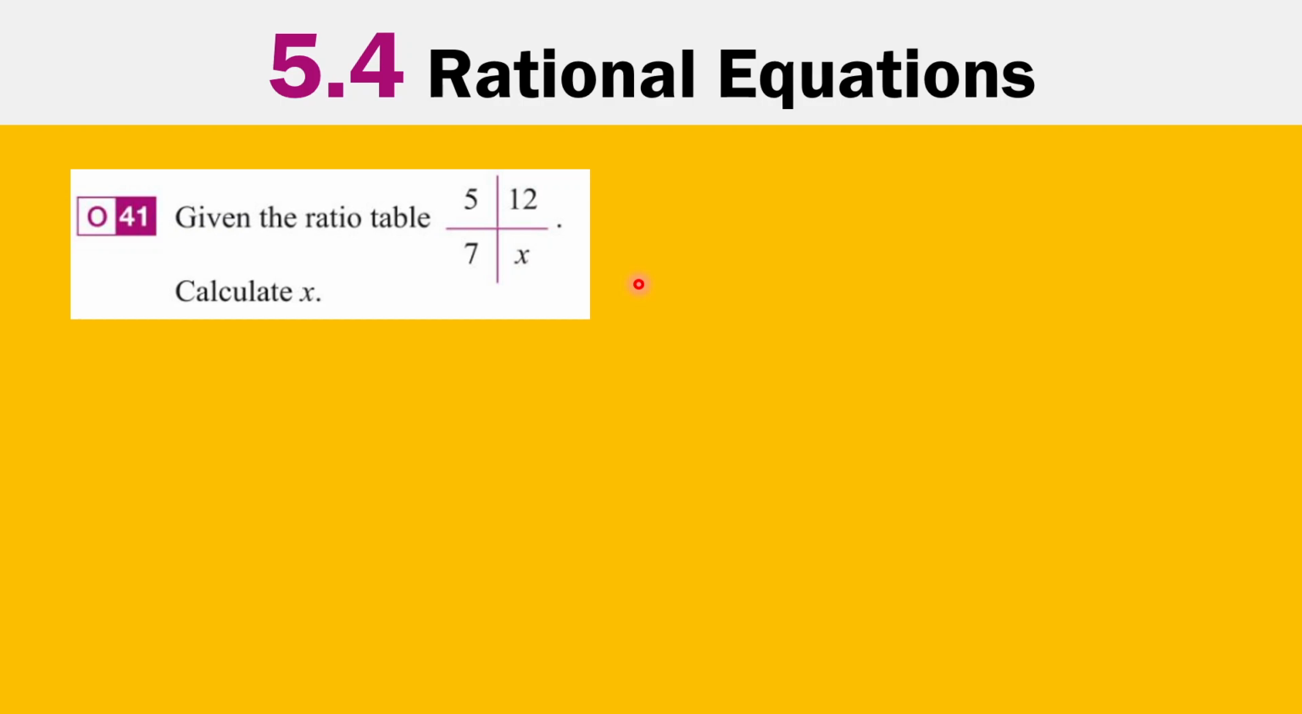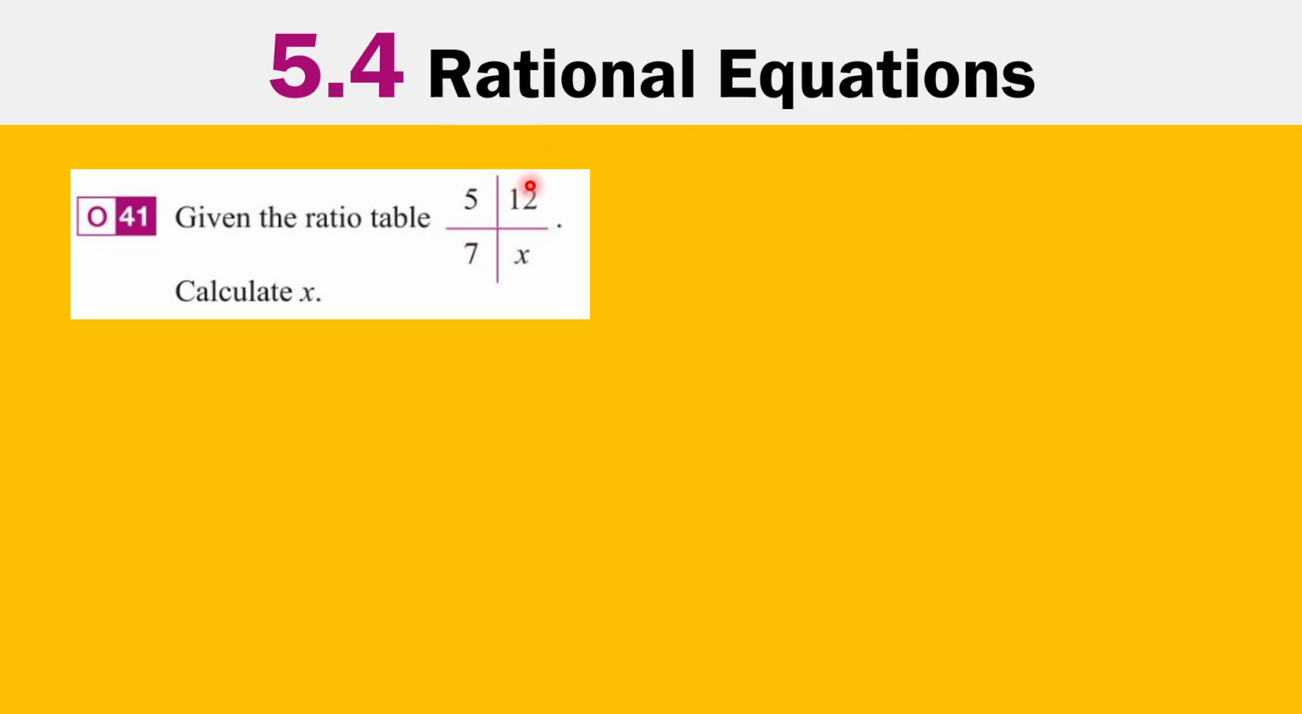Welcome back everyone. We're going to continue with 5.4 rational equations, gebroken vergelijkingen. And we're going to start theory B off with exercise 41, where we're going to be reintroduced to a so-called ratio table. Remember those from chapter 2? We used them in a geometry chapter here. Now we're actually going to use it in a more abstract way. We're going to use it to solve equations.